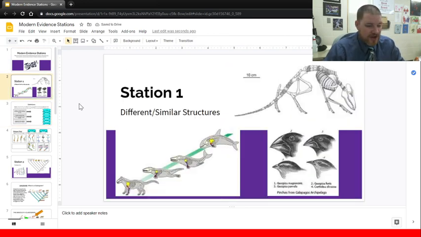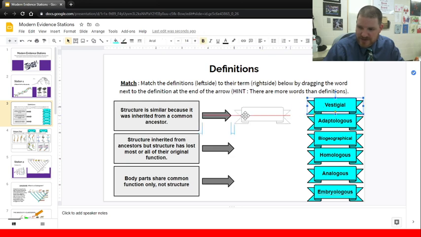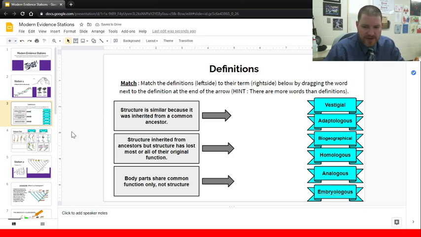So the first station is all about different and similar structures. So the first thing that you're going to do is that we have 3 vocabulary words that dealt with the structures. You have to match up the vocabulary word with its definition. And you do that simply just by dragging it over and putting it at the end of the arrow. I just did that with the first one because it was the first one there. Don't think of that as the actual answer.